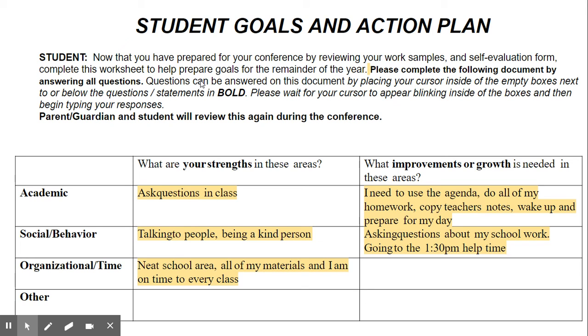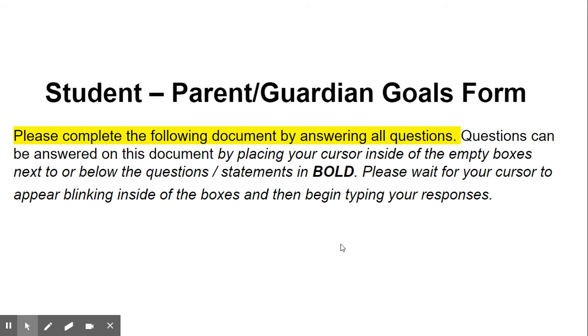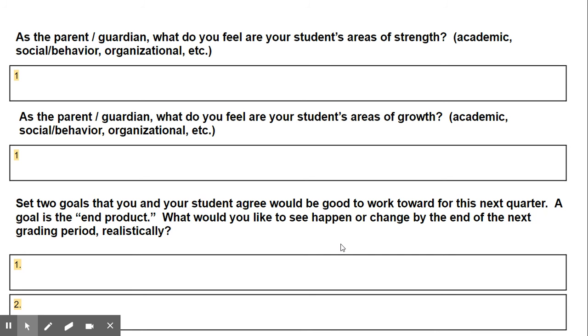Basically, the whole concept is looking at yourself, academic, that means school-wise. What are your strengths? What are you good at? What could you improve on? Social behavior. What are you good at? What could you improve on? It's to just try to get them to see that they're good at things and that there are areas that they can improve in. Once you finish that, okay, you want to go through and answer this. So as the parent or guardian, what's an area of strength? What's an area of growth? And then set a couple goals to work toward next quarter.